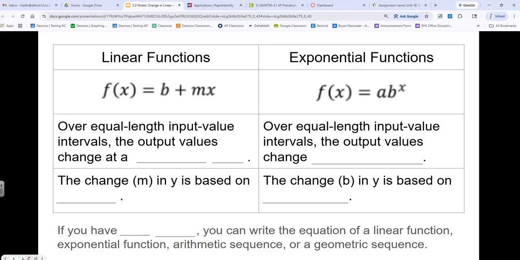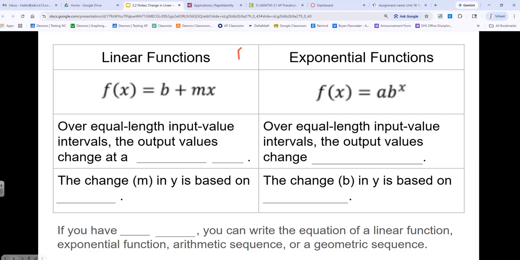All right. So here's some ways that they like to talk about these. We've got to be able to talk about rates of change in linear and exponential functions. We have seen this language before: over equal length input value intervals, the output values change at a blank blank here.